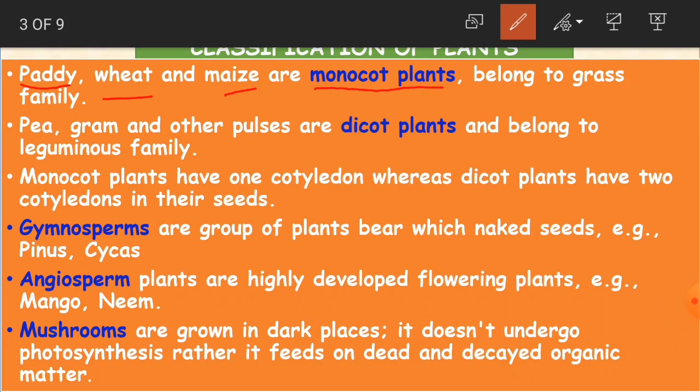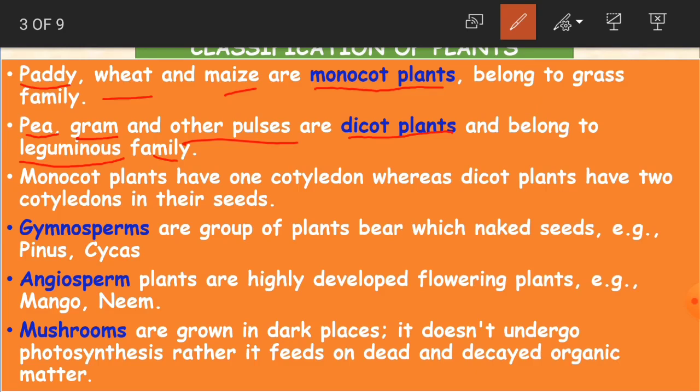Now the second one here is pea, gram and other pulses. They are dicot plants. What do we call them? They are dicot plants, and they belong to the leguminous family. Okay, what is the leguminous family?